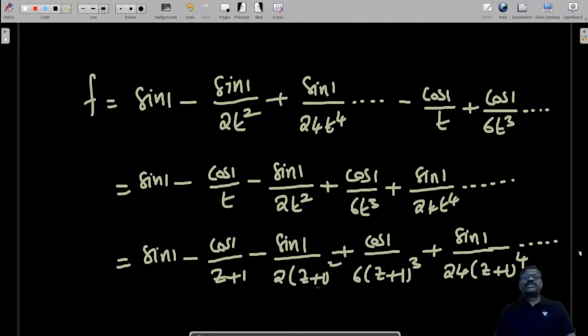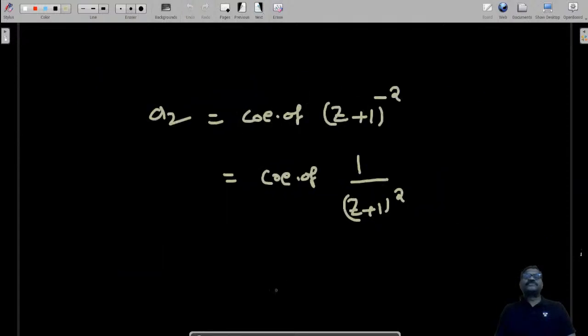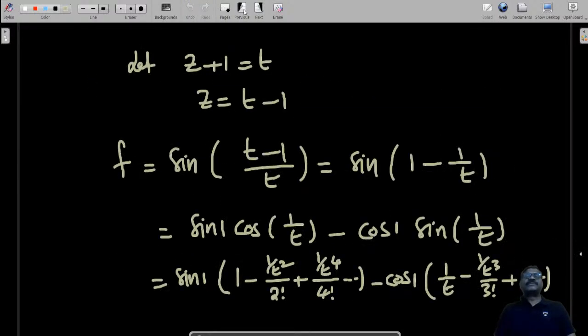Now what is the coefficient of 1 by z plus 1 whole square? Minus sine 1 by 2. So the answer is minus sine 1 by 2.